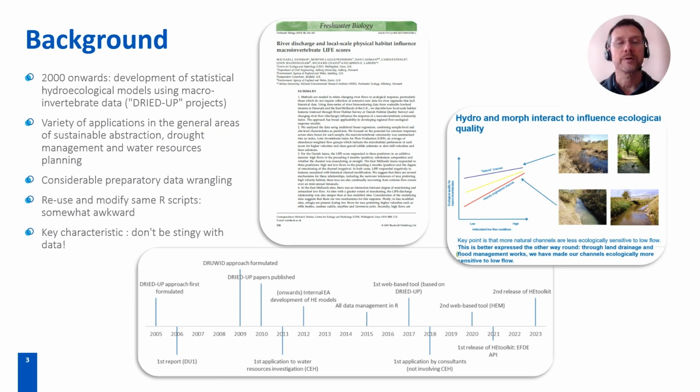We showed across multiple data sets that the invertebrate communities in more engineered channels declined more strongly during periods of low flow, and conversely, in less modified channels, they were more resilient. As we noted in the journal papers that we published, this has implications for water resources and drought management.